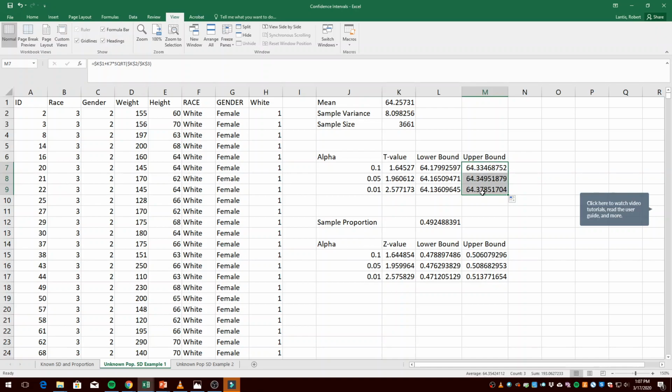Notice the upper bound is still getting larger as I want to say things with high levels of confidence. The lower bound is getting lower, so this confidence interval is getting wider when I want to say things with higher levels of confidence.